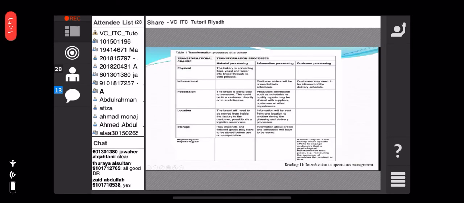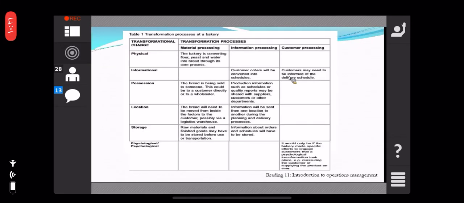Okay, how they are conducting a transformation process at a bakery. You know bakery, like halviyat, where they make biscuits and these things, cookies, biscuits, halviyat. So if you look at the first column, transformational change, and the second main one on the right side, processing, basically the transformation process.